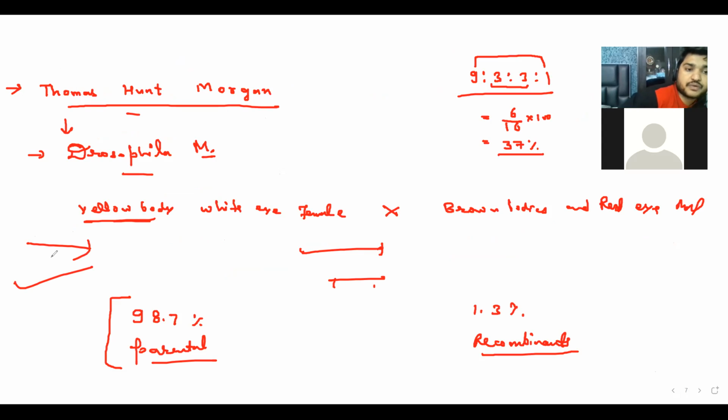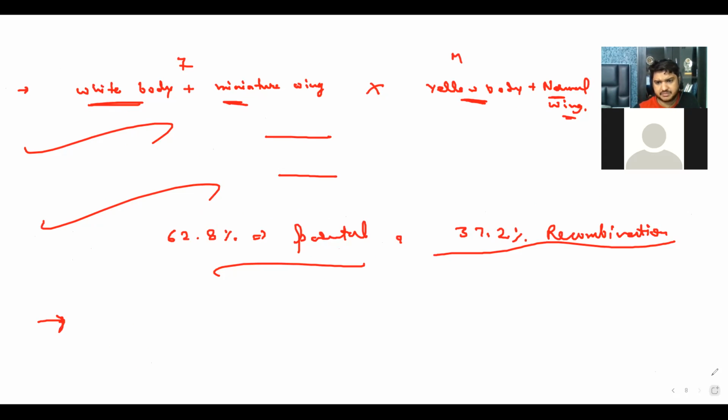So he's trying to find out what could be the reason. In his first experiment, parental were high or the recombinant were high? In the first one, parental were high. We have to find the reason for the same.